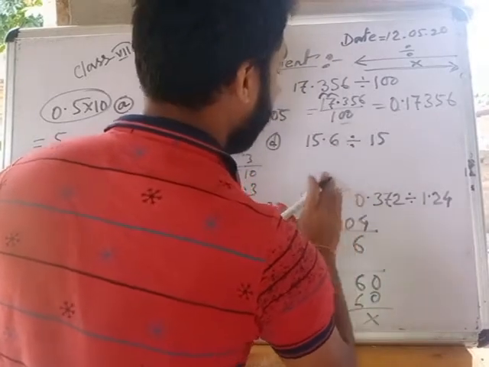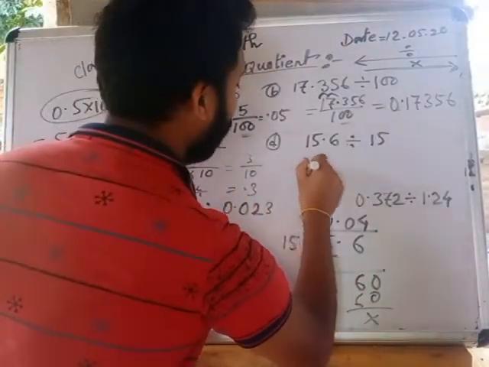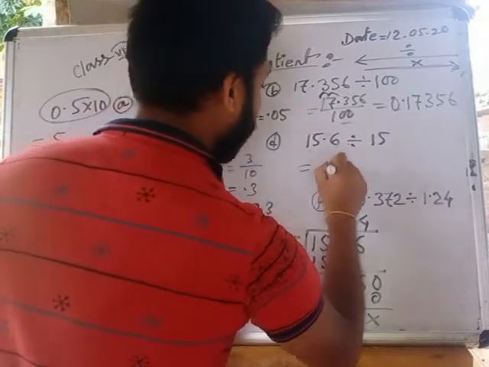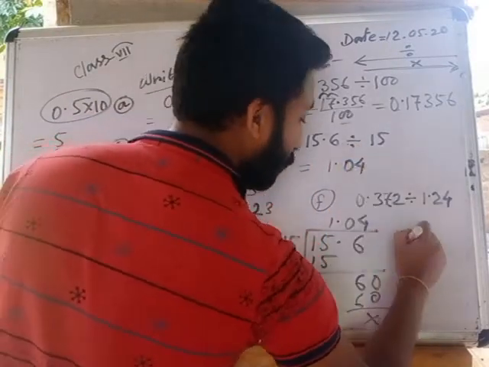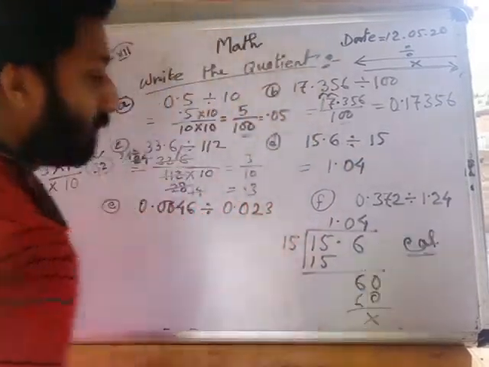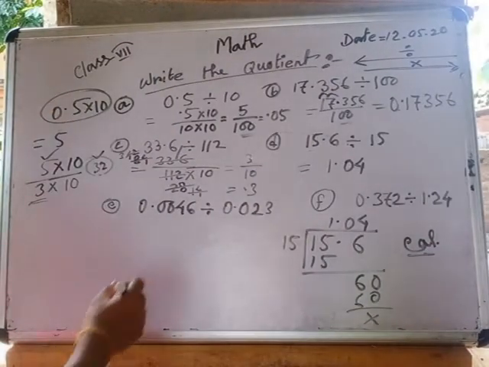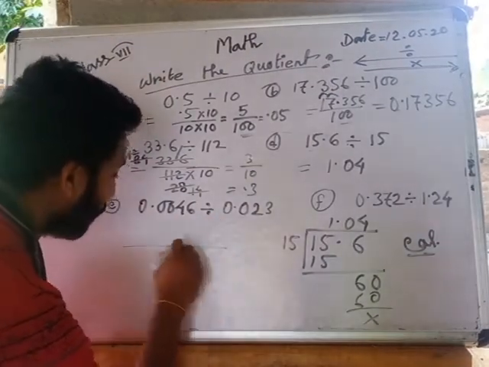So you should do it by the long division process. It is 1.04. So you should show the calculation. Okay. After that we should go to the next.